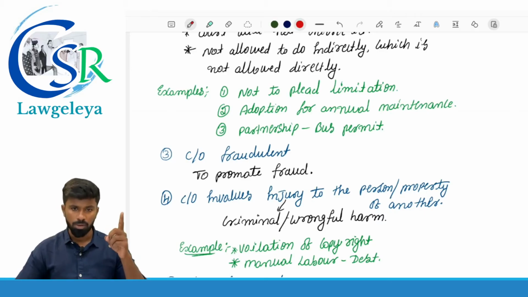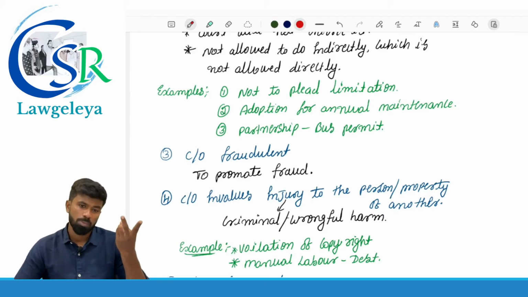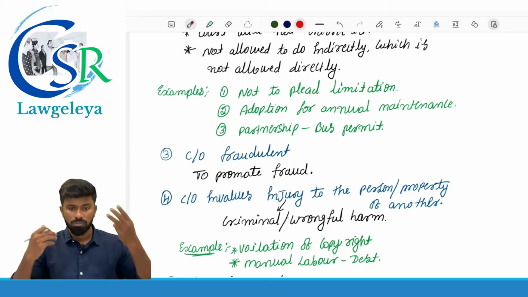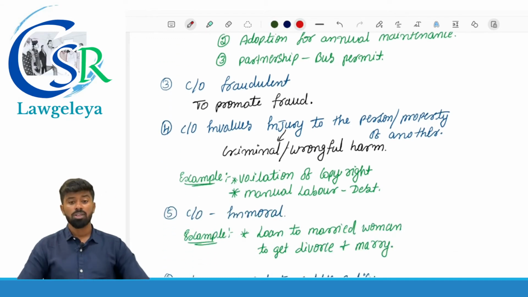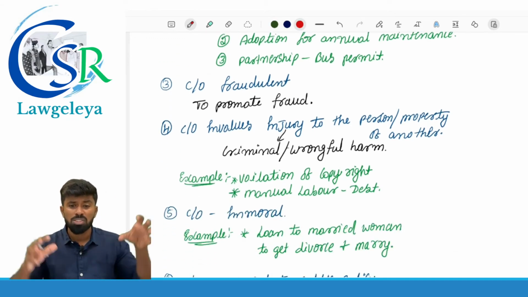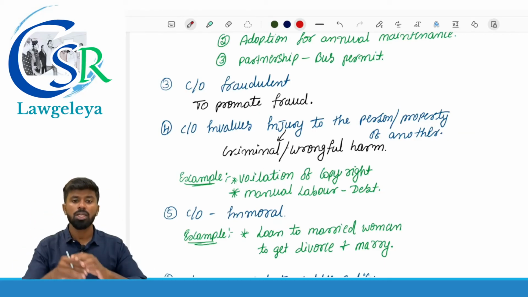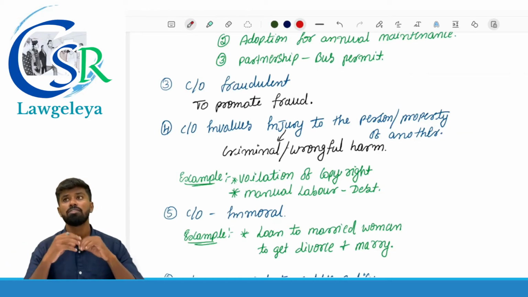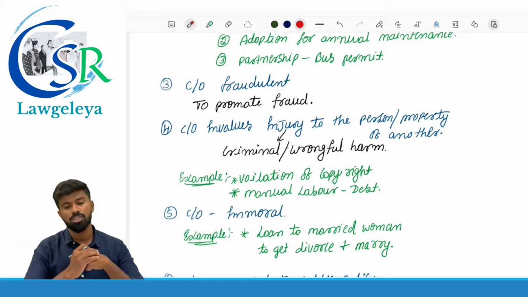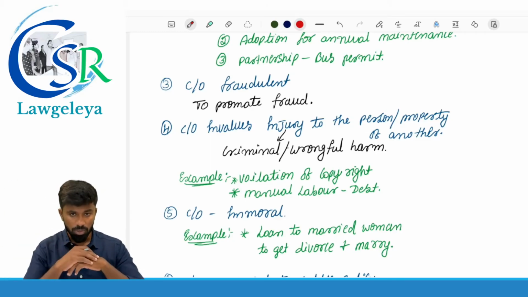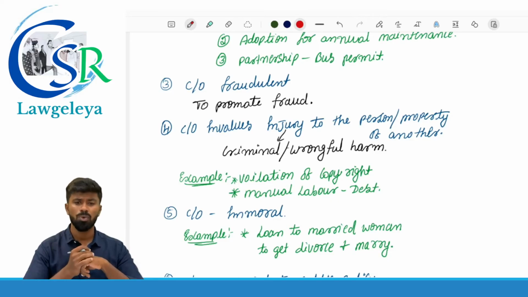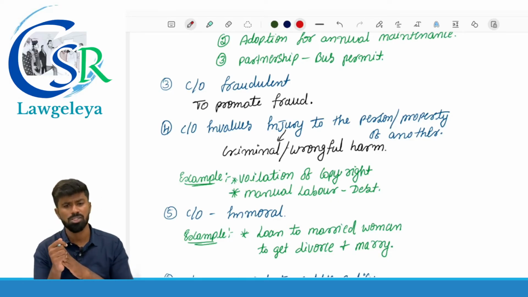First one, forbidden by law. Second one, if it defeats the purpose of the law. Third one, if it is fraudulent. And the fourth one, if the consideration or object involves injury to the person or property of another. Because of your agreement, it is going to spoil or infringe the rights of somebody else. It is considered as what? Unlawful object. Injury is a what? Criminal or a wrongful act. It is considered as injury.